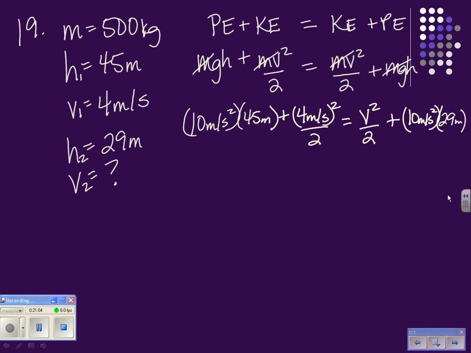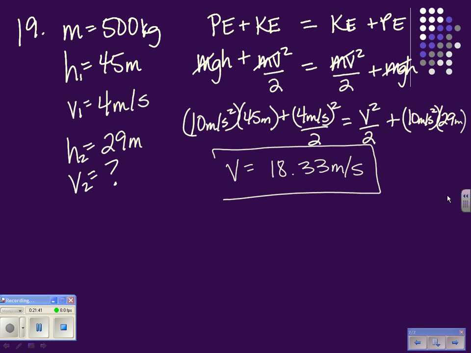Okay, so you should end up with, on this side, 229,000 equals our v... oh, actually, no, because I took out my other numbers, so that's not going to be right. I'm not going to do the math on here. So you should end up with a v of 18.33 meters per second when you do your calculation.